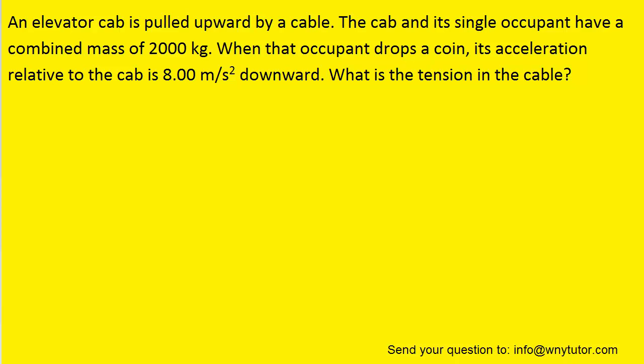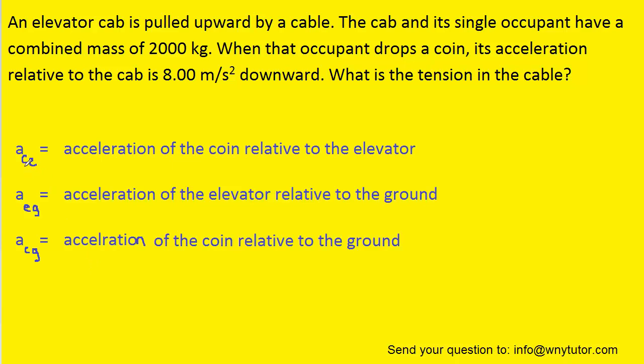this situation. We're going to go ahead and let A sub CE equal the acceleration of the coin relative to the elevator. A sub EG will be the acceleration of the elevator relative to the ground, and then A sub CG will be the acceleration of the coin relative to the ground. Probably a good idea to pause the video and read those over a few times just to make sure you understand what each acceleration denotes.